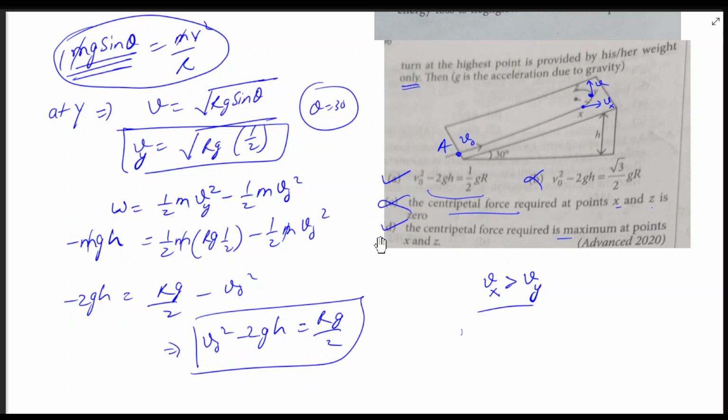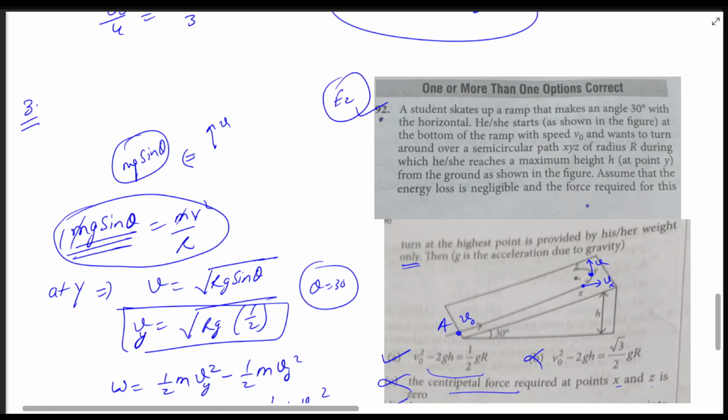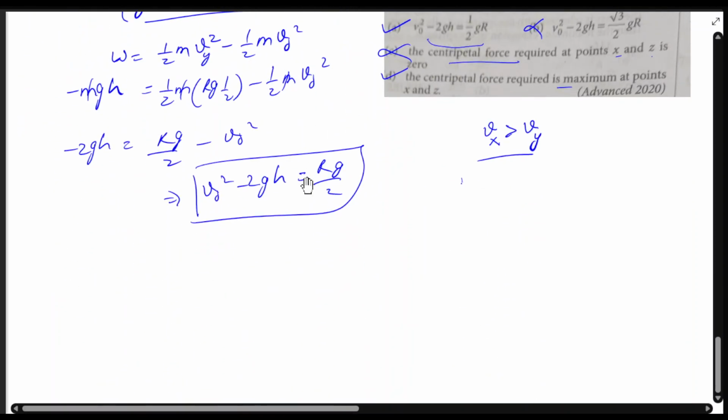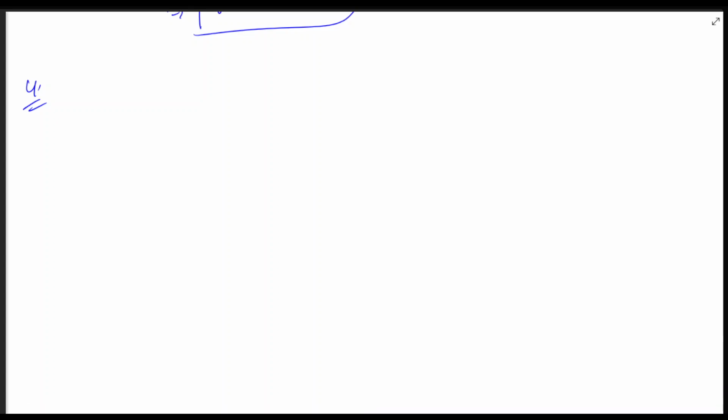So this is quite an easy question, but this line was very important: the force required for this turn at the highest point is provided by weight only. So this was very crucial. Okay, let's move on to our fourth question. So we have the fourth question.